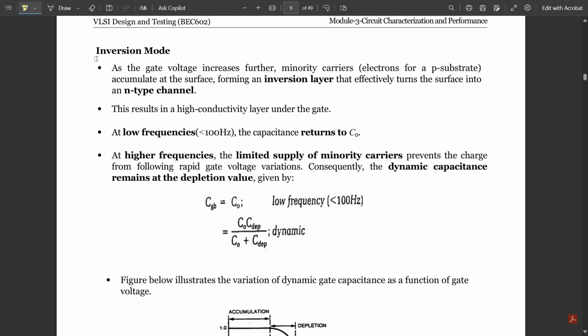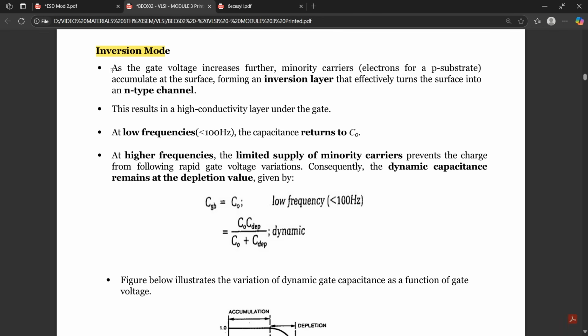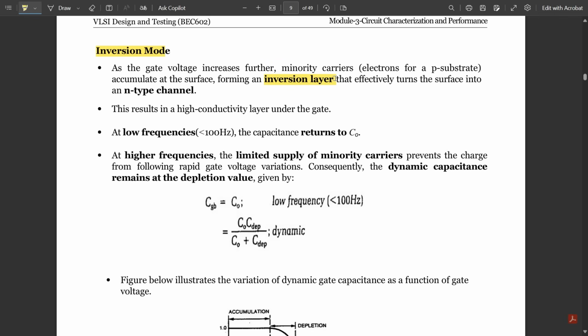So the third important one is inversion mode. Okay, in the inversion mode, as the gate voltage increases, further minority carriers, electrons for a P substrate, accumulate at the surface, forming the inversion layer. So this inversion layer is just opposite to that of the depletion layer. Okay, where this would be passing only the low frequency components, and the high frequency components with respect to the capacitances won't be passed. Okay, it would be blocking them.